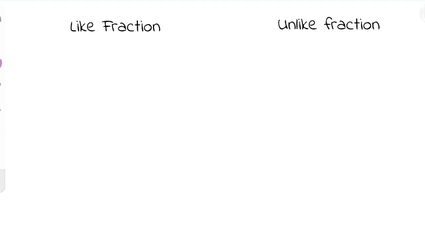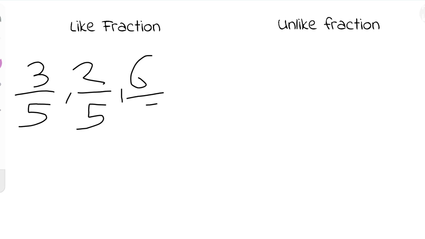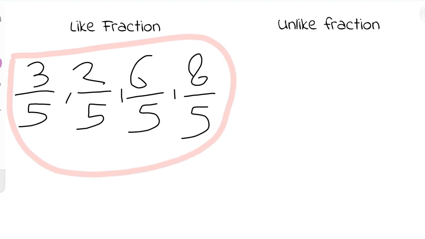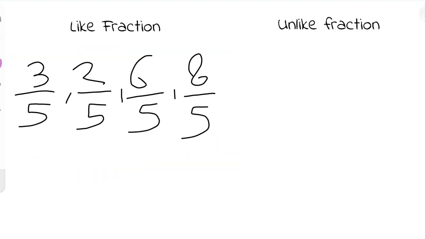Now we have two more types of fraction, that are like fractions and unlike fractions. What are these like fractions? Whenever the denominator is same, for example, there are many fractions, for example 3 by 5, then 2 by 5, 6 by 5, 8 by 5. So here, as you can see, the denominators are same, that is 5 only. So these all fractions are like fractions. Okay, so the fractions which have denominator as same are known as like fractions.